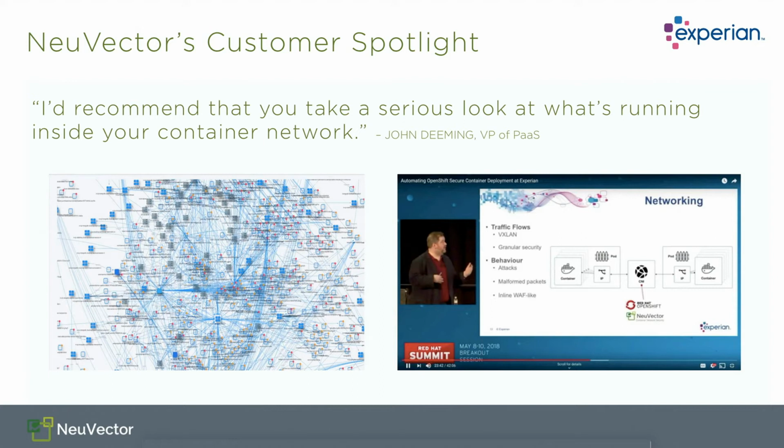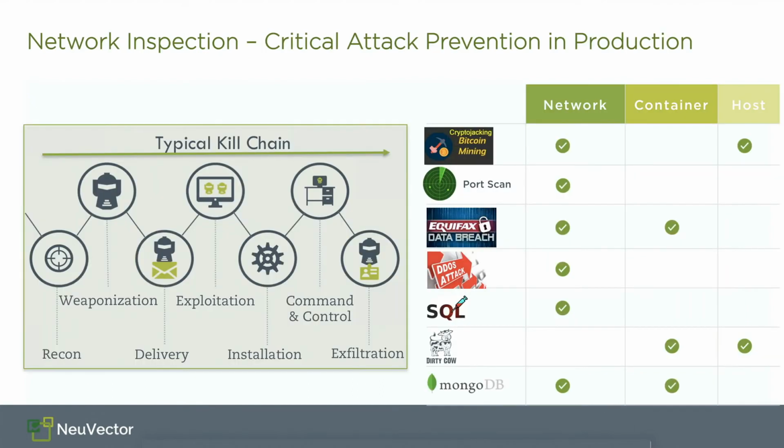So before I hand over the controls to Glenn for the demo, I just want to talk about why network inspection is so critical in attack prevention. If you look at some of these known attacks, you've seen Bitcoin mining, you've seen the Equifax data breach, there are the DDoS attacks, SQL injections. Most of them, 90% of all attacks and hacks, have a network component to it. It's either the weaponization or the data exfiltration, right? That will have some network component.